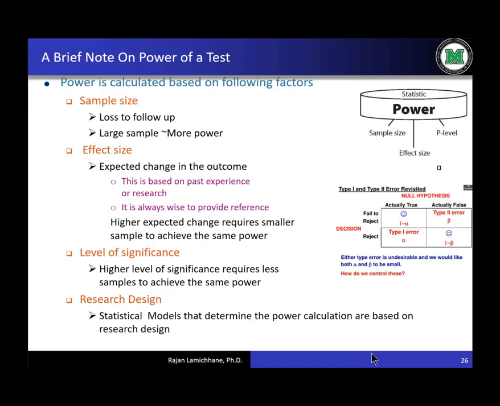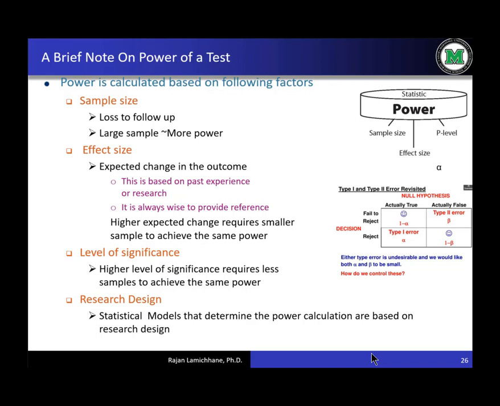In order to calculate the power, you need to know which research design you are doing. There is no one rule that fits all analyses. Power is calculated based on what kind of design you are using. Chi-square test gives different power, t-test gives different power, ANOVA different power, and so on. So it's not just one rule that fits all. Each analysis has different power. That's why power cannot be explained by using just one rule.